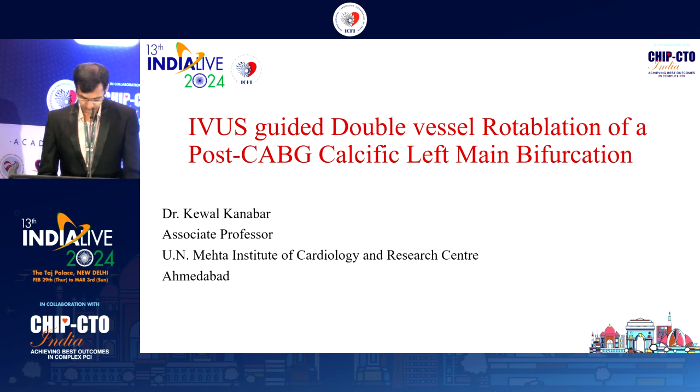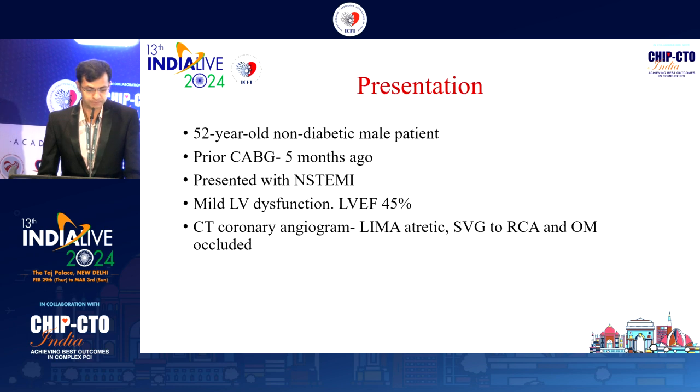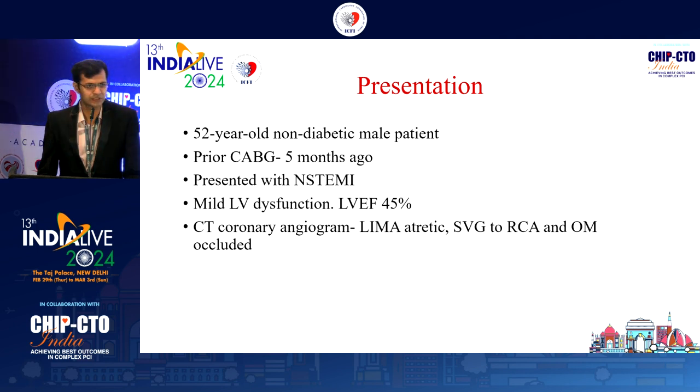Today I'll be discussing a case of rotablation of a left main bifurcation in a patient who is post-CABG. So the patient is a 52-year-old non-diabetic male, who underwent a CABG at an outside center 5 months ago with a LIMA to LAD and venous grafts to the circumflex and the PDA. Presented to us with an NSTEMI, elevated troponins. LV function showed mild LV dysfunction, EF of 45 to 50%. CT coronary angiogram showed occluded SVG grafts to RCA as well as OM, and an atretic LIMA.